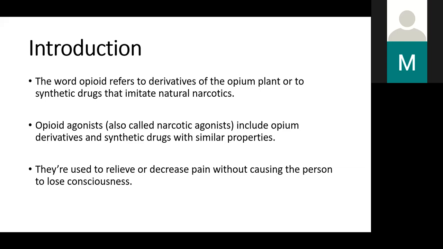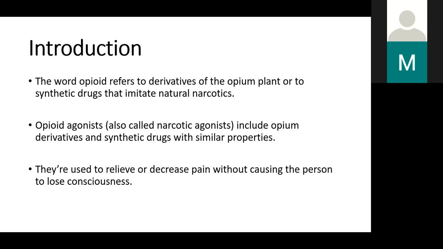So these are pain medications which act like that. So they can either be direct derivatives or synthetic drugs that act or imitate the action of opioids. And these include pethidine, tramadol, morphine, and then opium itself.